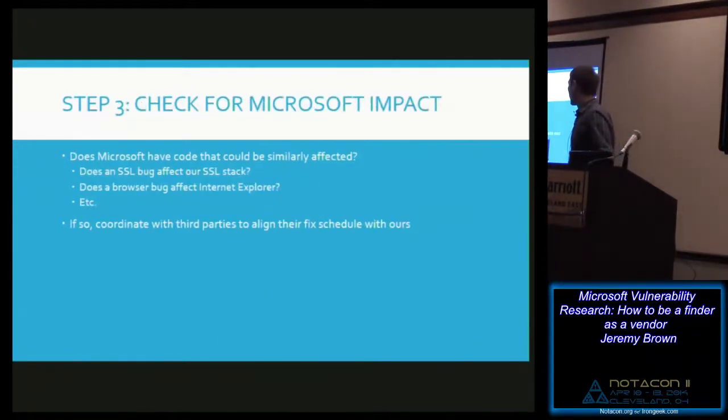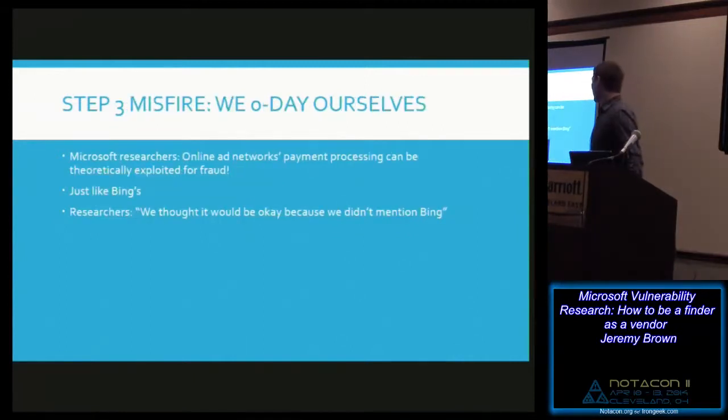Check for Microsoft impact. If it's a bug in, for example, OpenSSL is a great example, the Heartbleed bug, we had people checking to see if there were any Microsoft products affected by it. If we have somebody that finds a bug in a vendor, we want to make sure all of our products are also, if they are vulnerable, coordinate the schedule for fixes. And if they're not, go ahead and just align fixes with the vendor. MISFIRE. For example, Microsoft researchers' online ad payments processing can be exploited for fraud, just like Bing's. Yeah, we want to check those things before release.